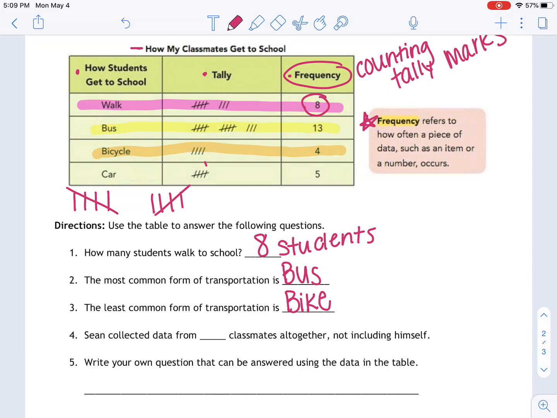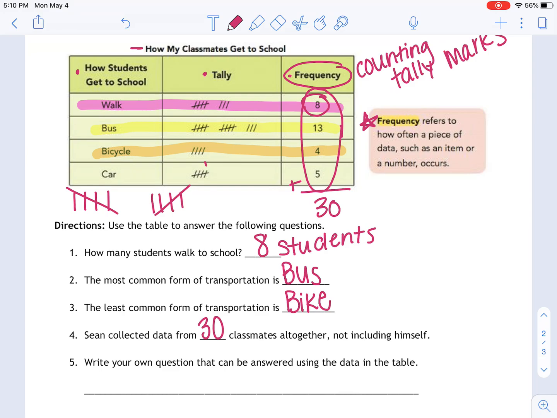Okay, number 4, Sean collected data from blank classmates all together, not including himself. So if we're thinking about the total amount of data that he collected, what we'd want to do is add all of these numbers together. Okay, so we have 8 plus 13 plus 4 plus 5, which gives us a total of 30. So 30 classmates were surveyed altogether, not including himself.